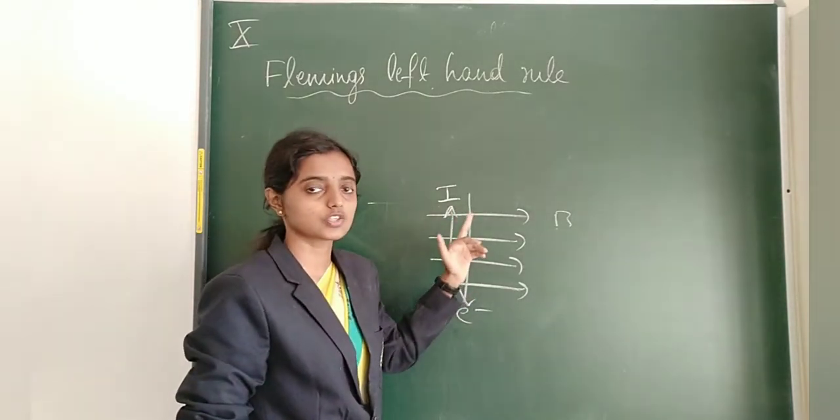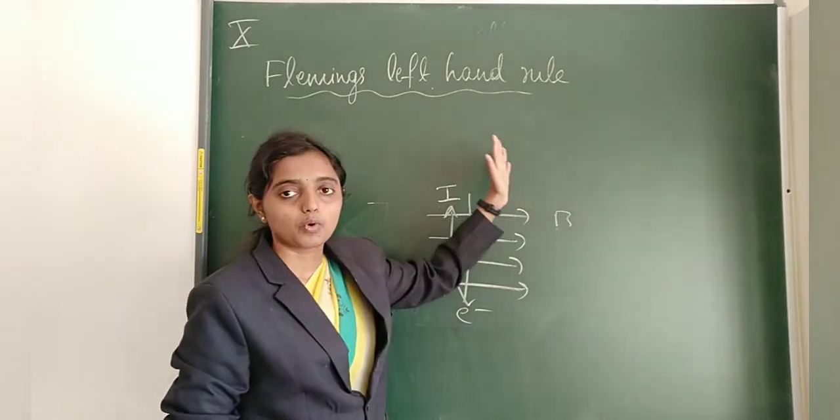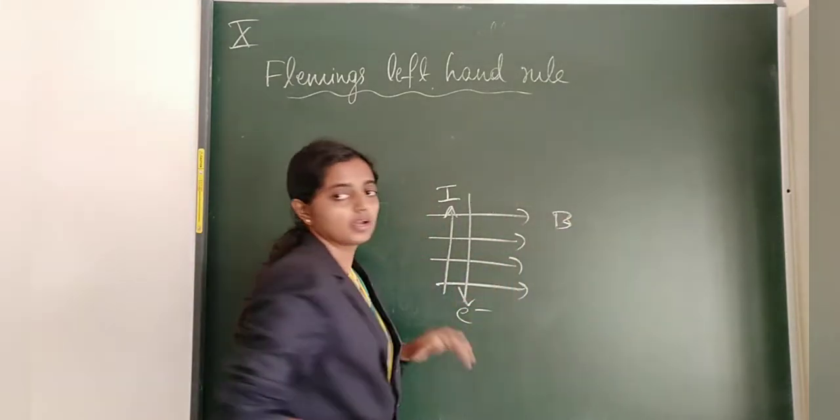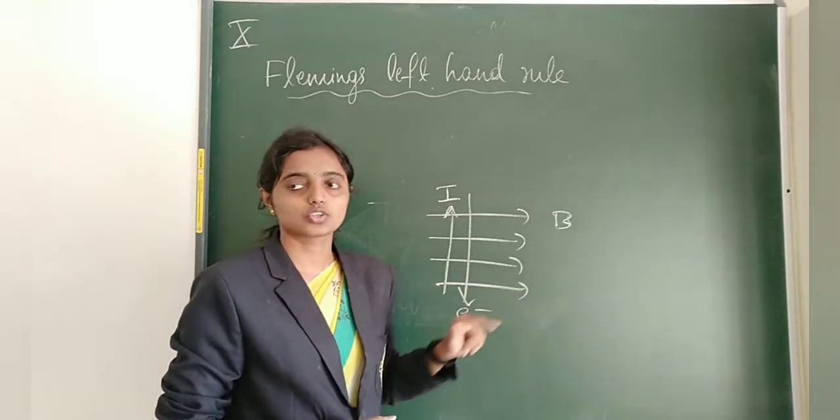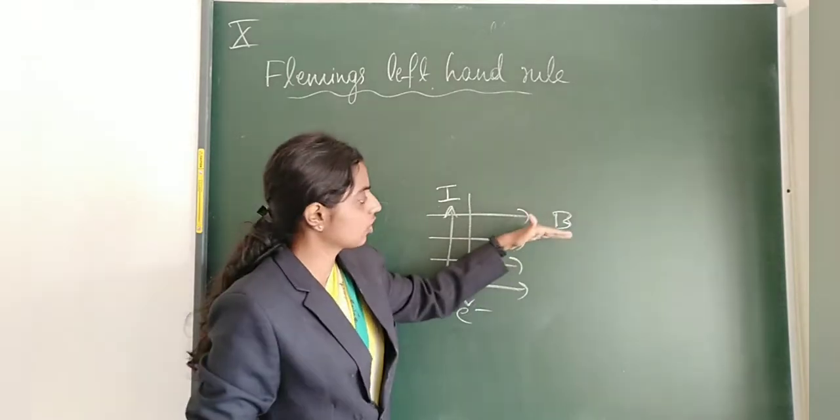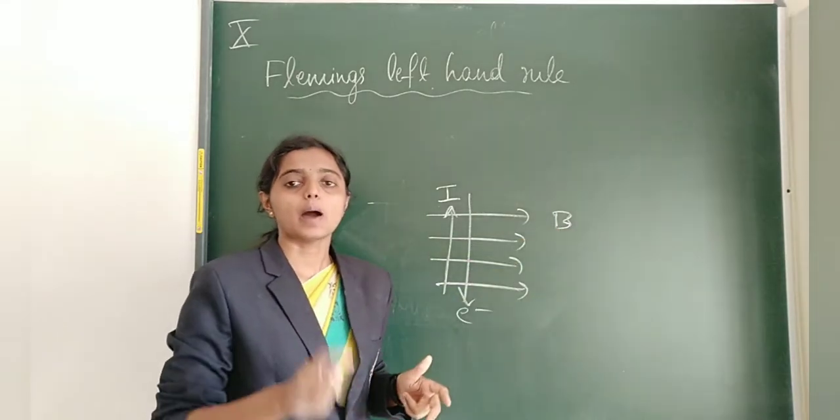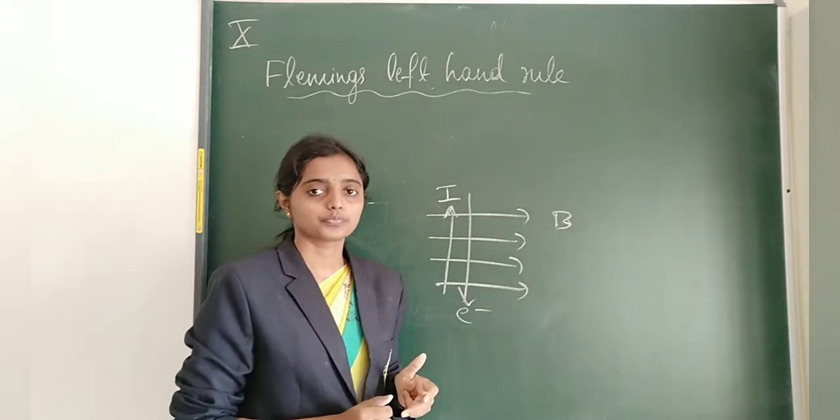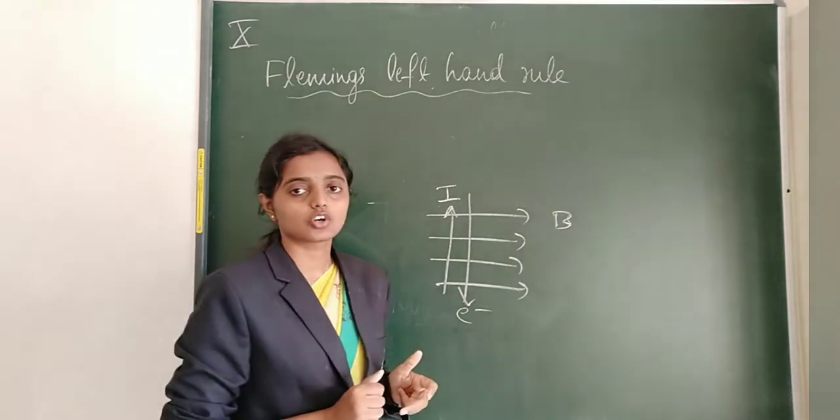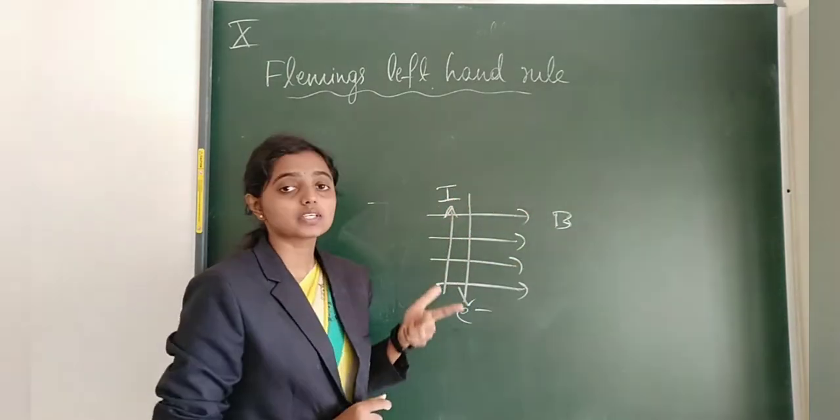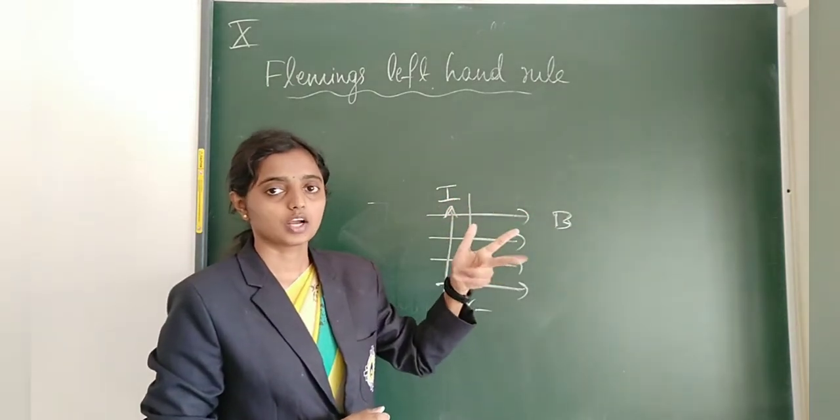Now we know that current is flowing above the page, right? And this B means the direction of magnetic field, right? So the magnetic field is left or right, this one, okay? Now apply Fleming's left hand rule and see the direction of force. So this is the left hand rule.